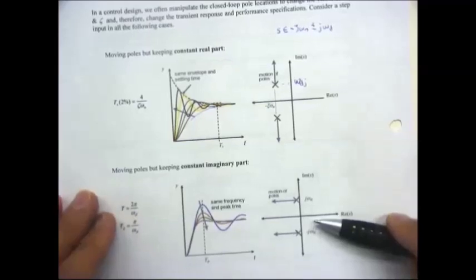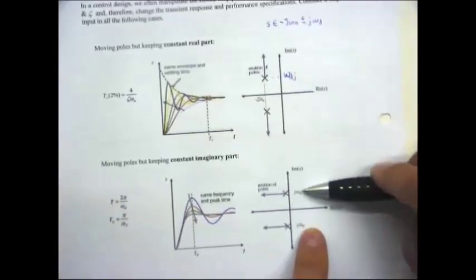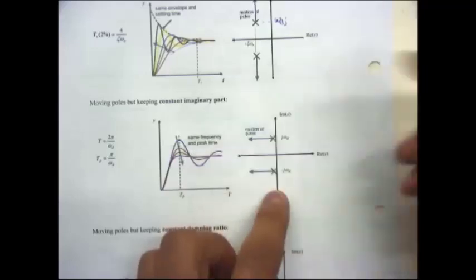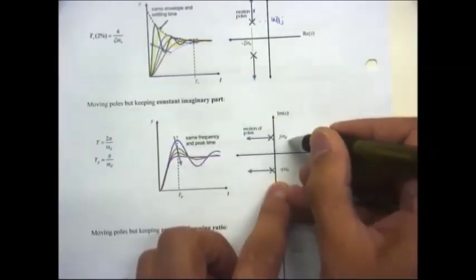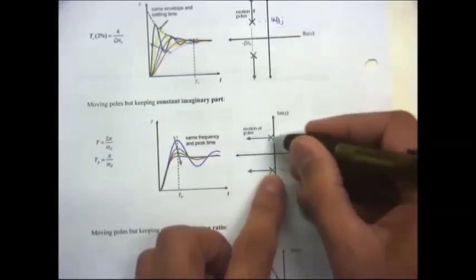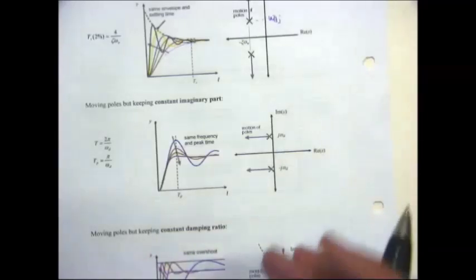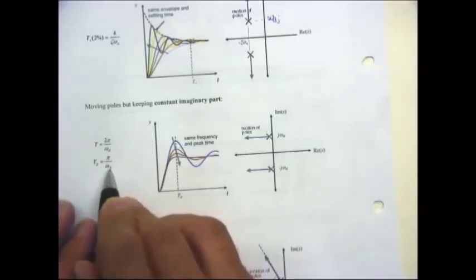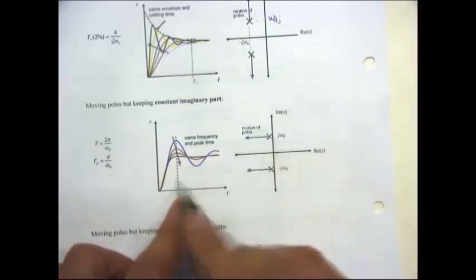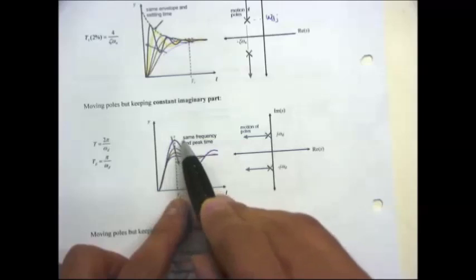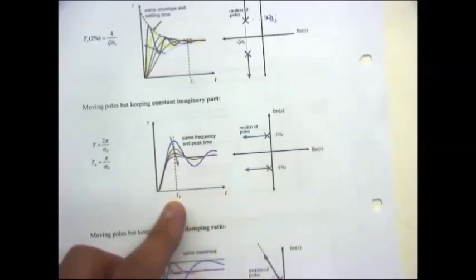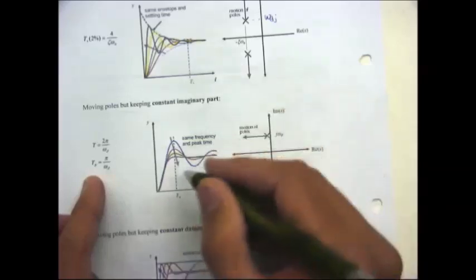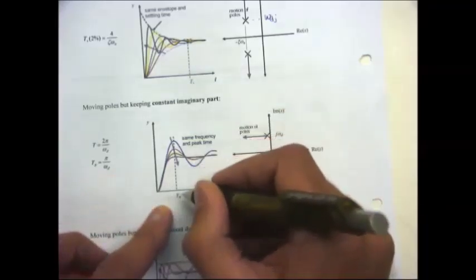Next case is if we hold the imaginary part constant and just move the poles further to the left along a horizontal plane. So if you move it horizontally, you are keeping omega d constant and varying the real part. And if you keep omega d constant, you could look in the equations, you'll find that it's the peak time that's a function of omega d alone. That's the time that you hit the first peak in your response. So the family of curves you get as you move the poles are these ones, shown in different colors, where you have the same peak time but different peak value. Peak time is pi over omega d.